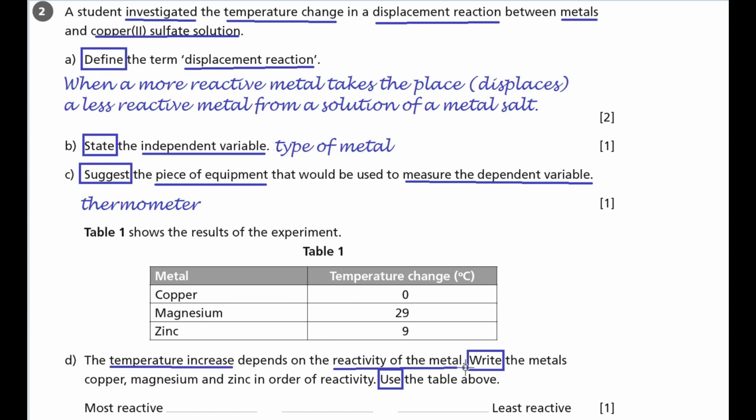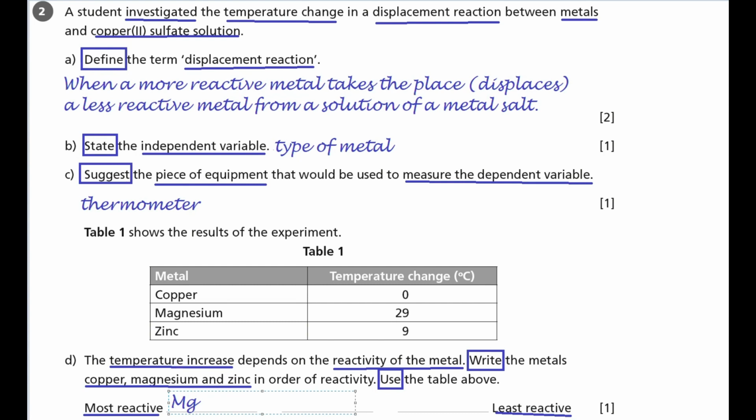And indeed, the more reactive the metal, the greater the temperature increase you will observe. And we're going to be considering only three metals here, which are given to us in the question: copper, magnesium and zinc. And if you notice where we're going to put our answers, we're starting with the most reactive, going to the least reactive, so make sure that we get them in the right order. So let's have a little look. We can see that the biggest temperature rise is magnesium. So the most reactive metal is magnesium.